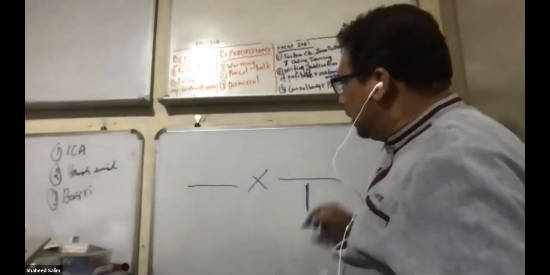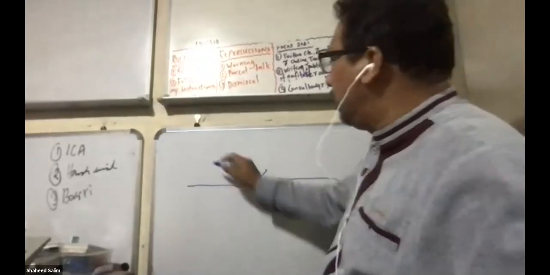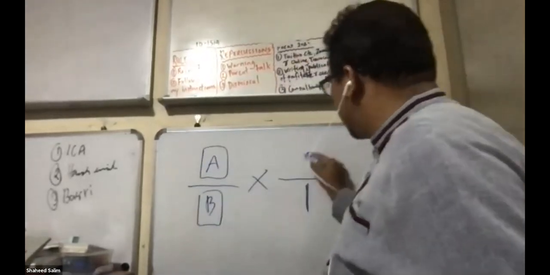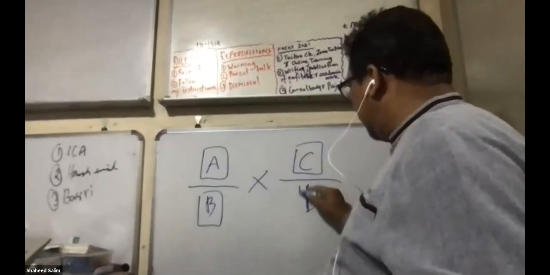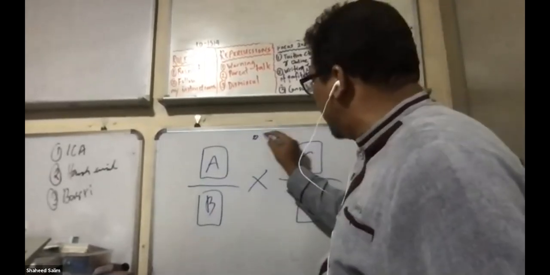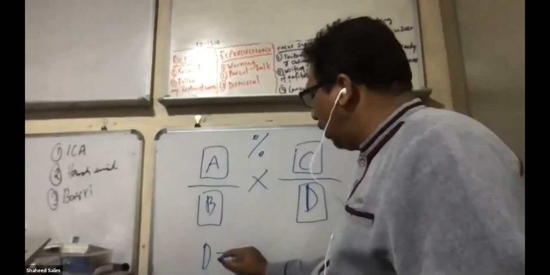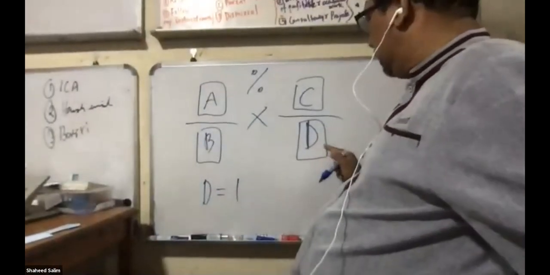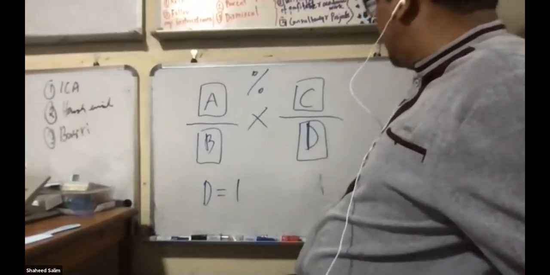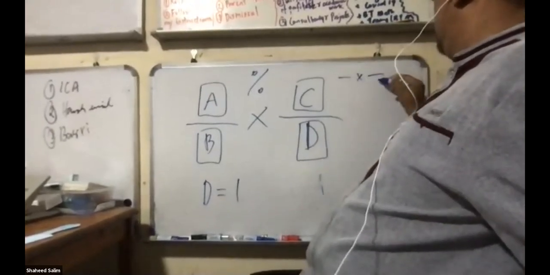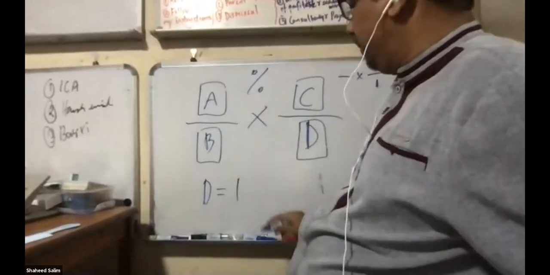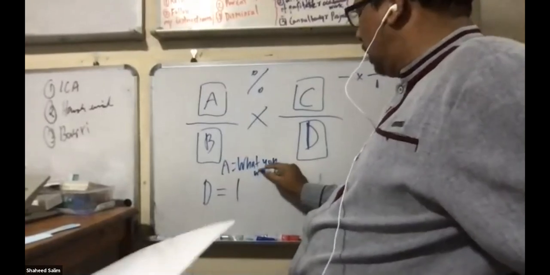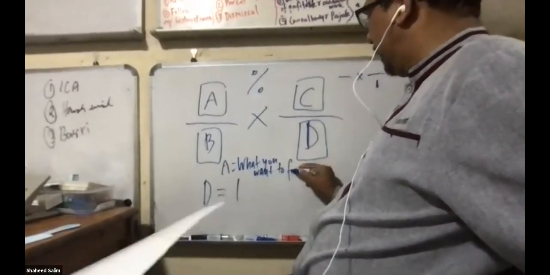Always put one. All right, down here you got, we call this A, B, C, and D. I want you to write down, this is for percentage. D always equals 1. Okay, so you can write down A, B, C, D. So down here now, you have 1. A, what is A? A is what you want to find.